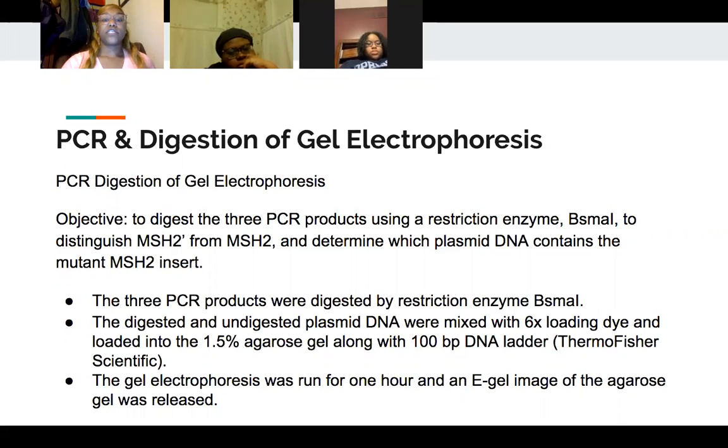The digested and undigested plasmid DNA were mixed with 6X loading dye and loaded into the 1.5% agarose gel along with the 100 BP DNA ladder. The gel electrophoresis was again run for 1 hour, and an e-gel image of the agarose gel was released.